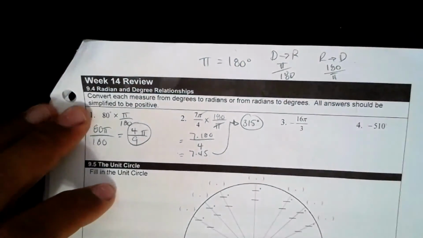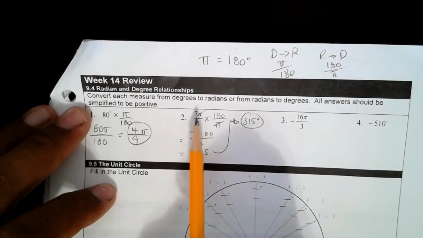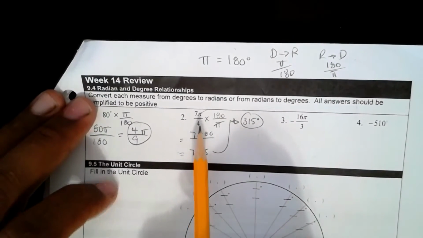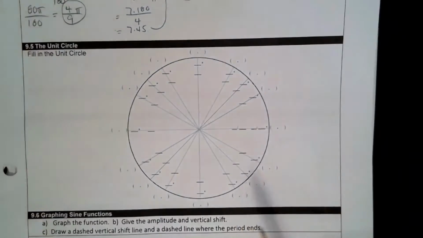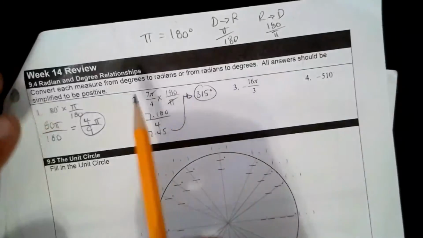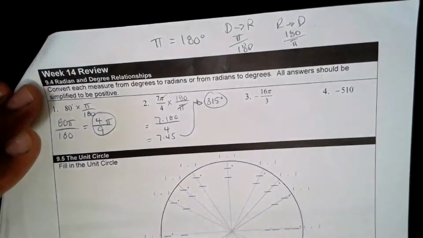Okay, so that's that one. And honestly, if you think about it, you could actually go to the unit circle and find 7 pi over 4 right down here on your unit circle. Okay, but when you do convert from degrees to radians, I do want to see the work, so make sure you guys are showing that on here.